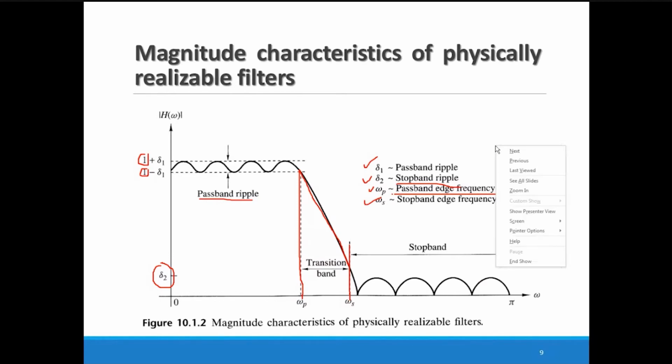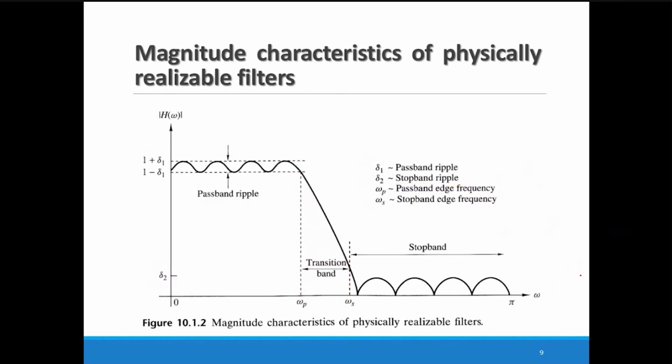Let me summarize again. We cannot insist that we get a constant value 1 in the passband. We are allowing some ripples, and those ripples are of amount delta 1. Due to this delta 1 amount, you are getting either 1 plus delta 1 or 1 minus delta 1.